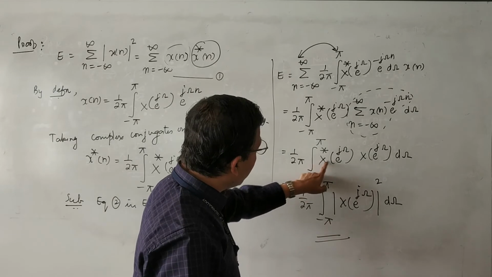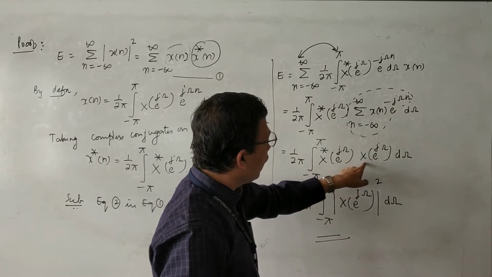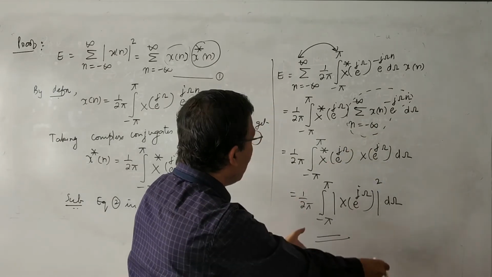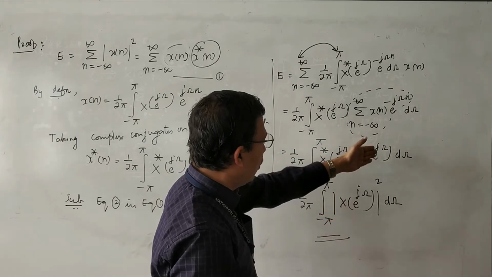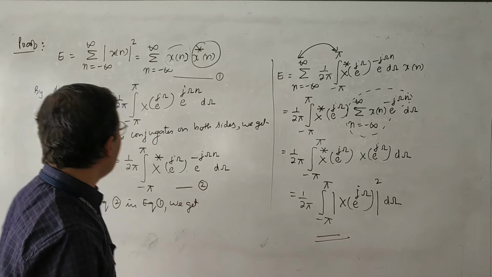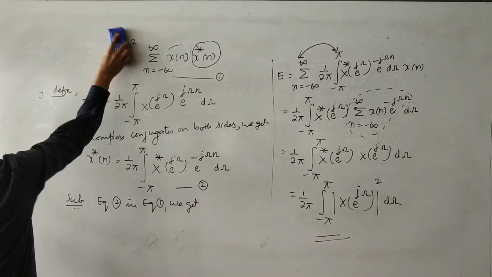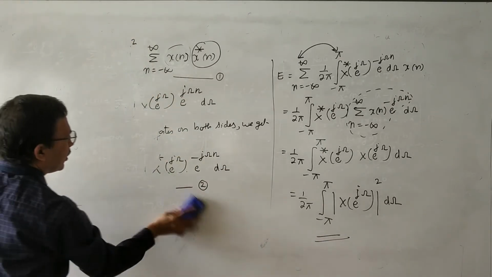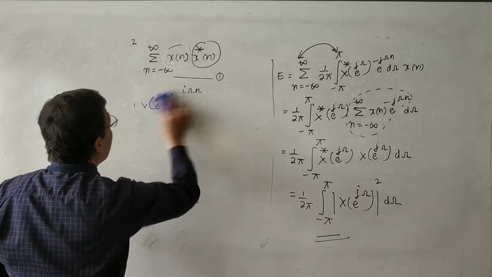X conjugate of e power j omega and x of e power j omega equals magnitude of x of e power j omega whole square. This completes the proof. These proofs you have to practice, otherwise you will get stuck in the examination. This requires at least 2-3 times preparation.